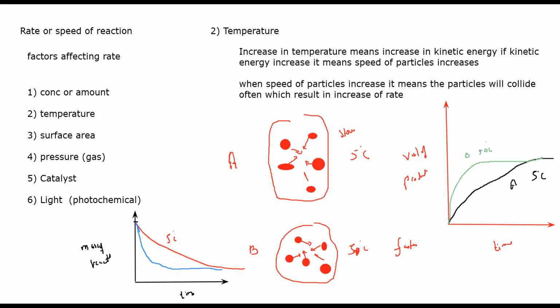Both lines, these two lines, should meet. Why? Because we did not change the amount of reactant. The only thing we change is the temperature. So the first reaction is at 5 degrees and the second reaction is at 50 degrees. Increasing the temperature will also increase the speed or rate of the chemical reaction. Is it clear, the two graphs? Any doubt?